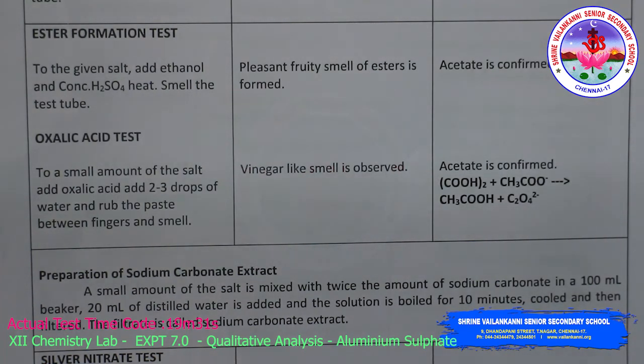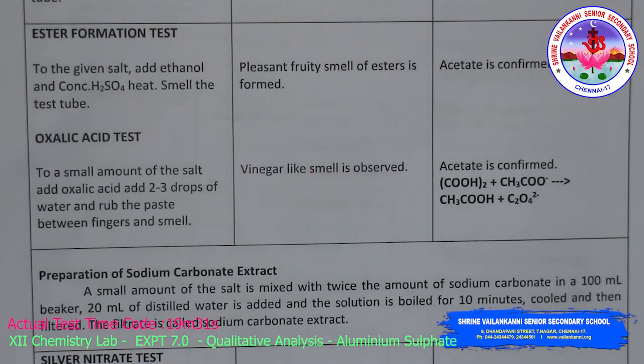Acetate is confirmed. Then the oxalic acid test. Take a small amount of substance, add oxalic acid, add 2 to 3 drops of water and rub the paste. Again observe the smell; a vinegar like smell means acetate is confirmed.